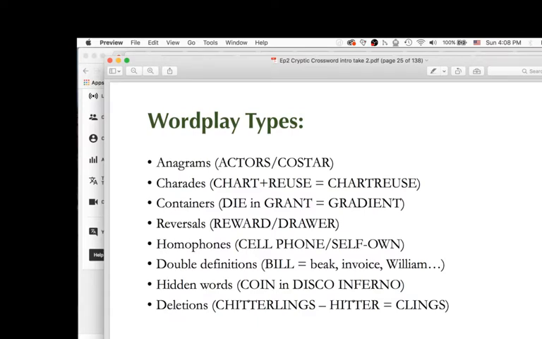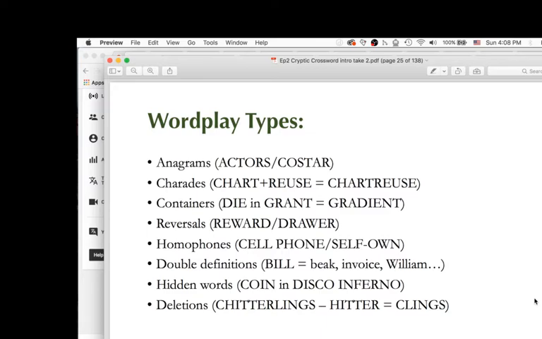Deletions, in which you remove a word from a larger word. Now, this is in some ways analogous to the containers, but it's just the opposite. If you have addition, you can have subtraction. And deletions can come in many forms. In this case, I'm deleting a whole word from the interior of a longer word. It could have been deleted from the beginning or the end, in which case it's the reverse of a charade.